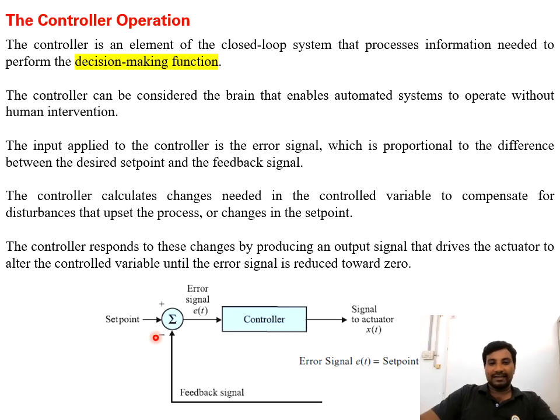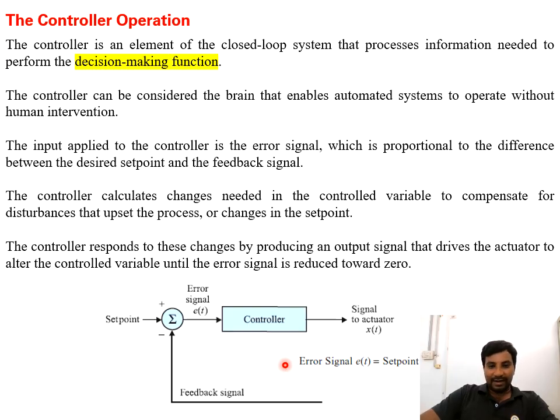Now the controller takes an action that makes the changes needed in the control variable to compensate for the disturbances that upset the process or changes in the input set point. The controller responds to these changes by producing an output signal that drives the actuator to alter the controlled variable until the error signal is reduced towards zero.